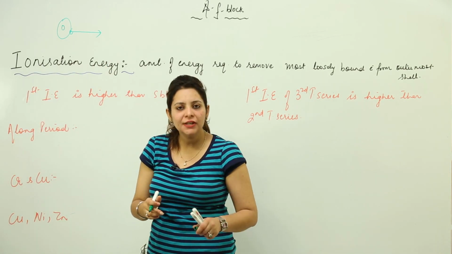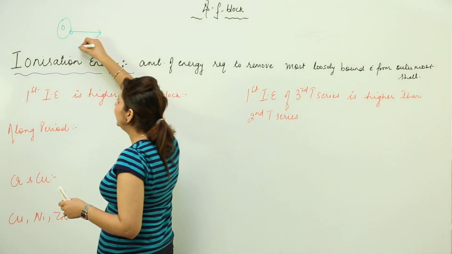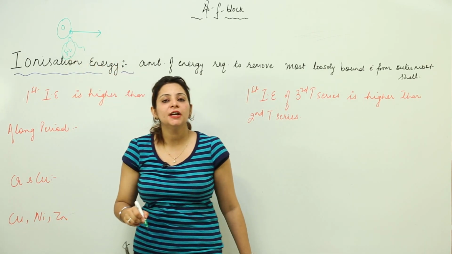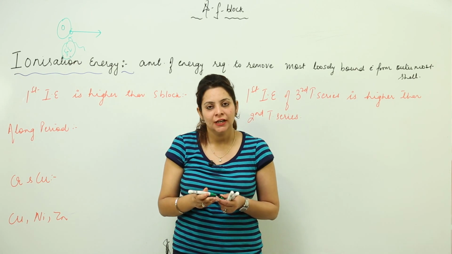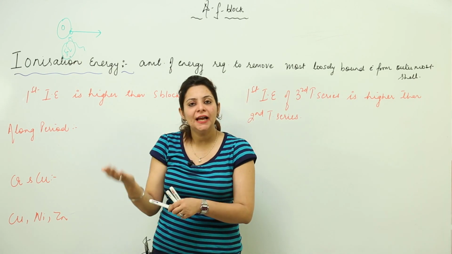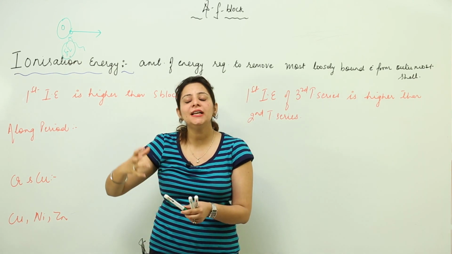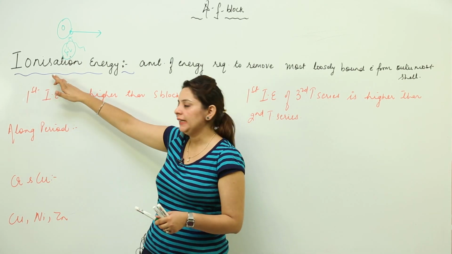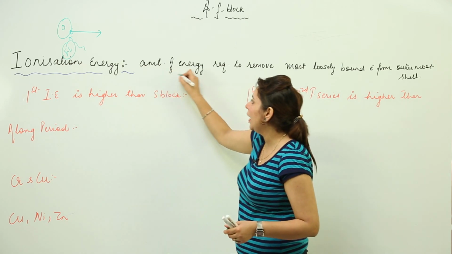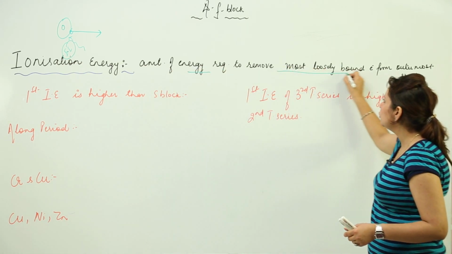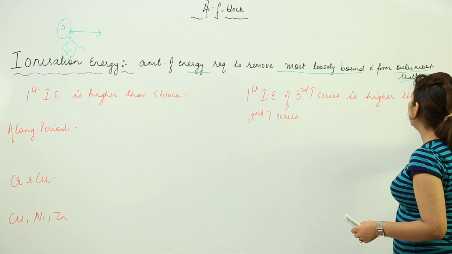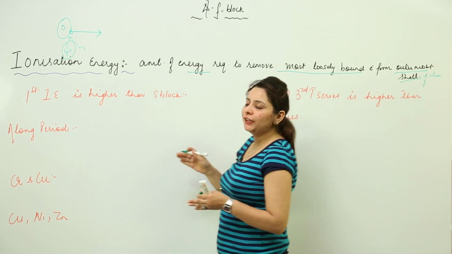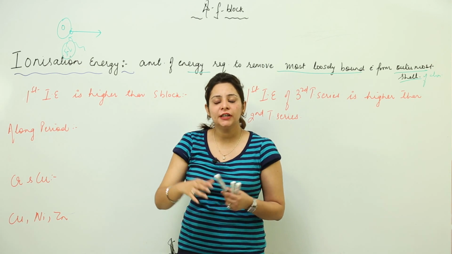So I can definitely remove it, but for removing I need to supply energy from outside, and that energy is something called ionization energy, right. So that means we need to supply ionization energy from outside, then only the electron will get removed. So that energy is ionization energy, that is the energy required to remove the most loosely bound electron from the outermost shell of an atom.